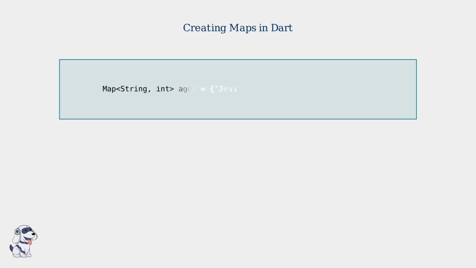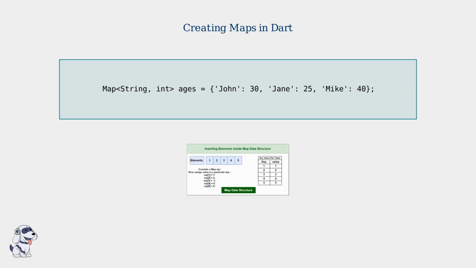Now let's see how to create maps in Dart. The basic syntax uses curly braces with colons to separate keys from values. Here we create a map called ages that stores names as keys and ages as values. The type annotation Map<String, int> tells Dart that keys are strings and values are integers. This diagram shows how elements are inserted into a map. Each key from 1 to 5 is paired with its corresponding value, creating the key value structure.